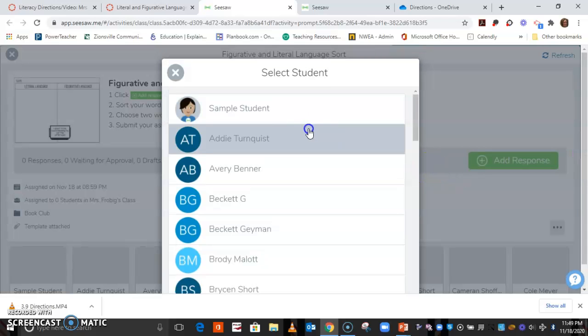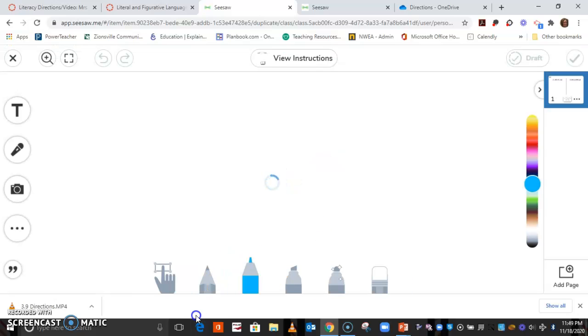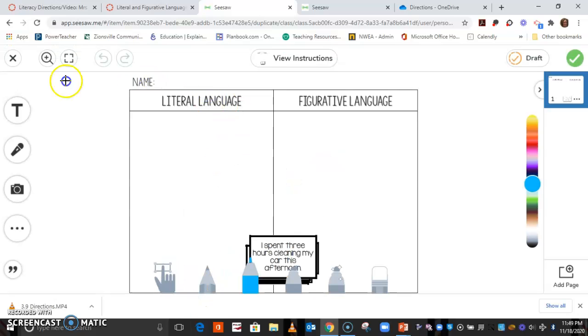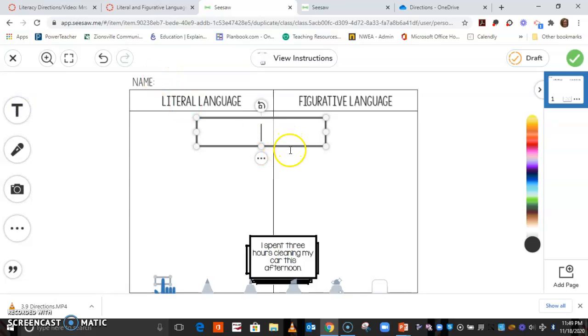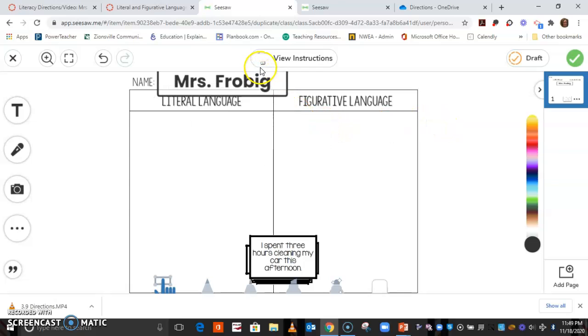You're going to click the add response, okay? And you're going to get a screen that looks like this. We're going to do a sort. You're going to need to add your name up here, okay? So got that. So add your name. Now, all of your cards are stacked up down here. So you're just going to take the first one that's on top and you have to decide, is this sentence being used as literal language or are they using figurative language in the sentence? It takes the meaning beyond its dictionary definition.